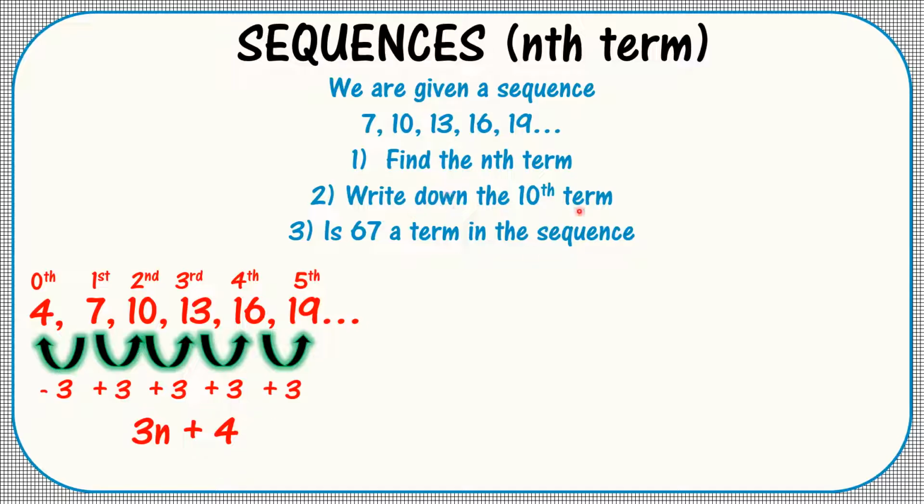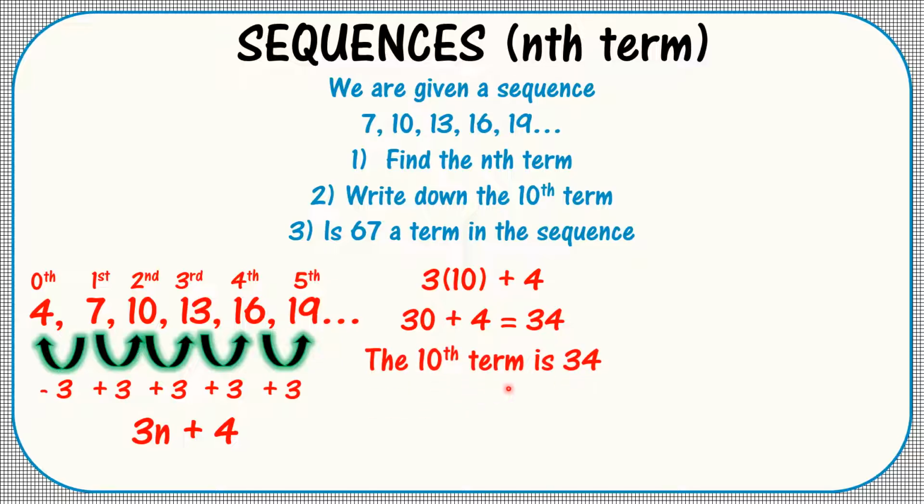Write down the 10th term. All you will do is you replace this letter of n with the number 10. You will do 3 times 10 plus 4, which is equal to 34. Therefore, we would say that the 10th term is equal to 34.